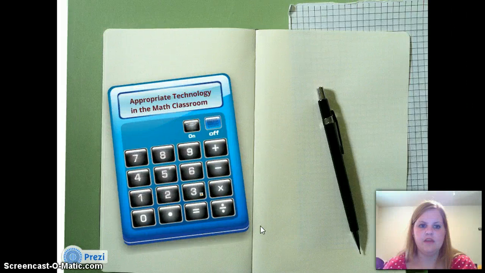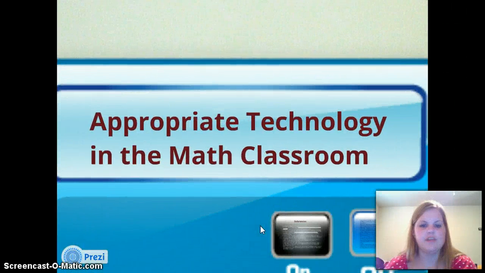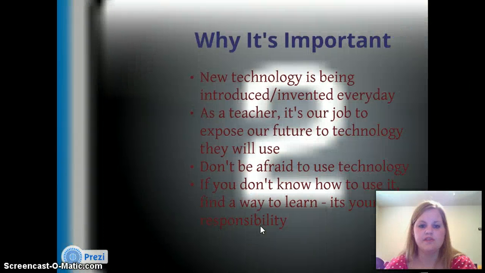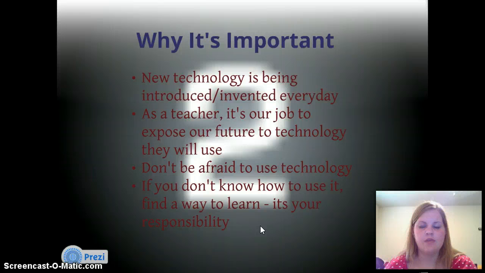Today I will be talking about appropriate technology in the math classroom. Before we start, I should define appropriate technology. It's a science or technology considered reasonable and suitable for a particular purpose that conforms to existing cultural, economic, environmental, and social conditions. So why is it important?